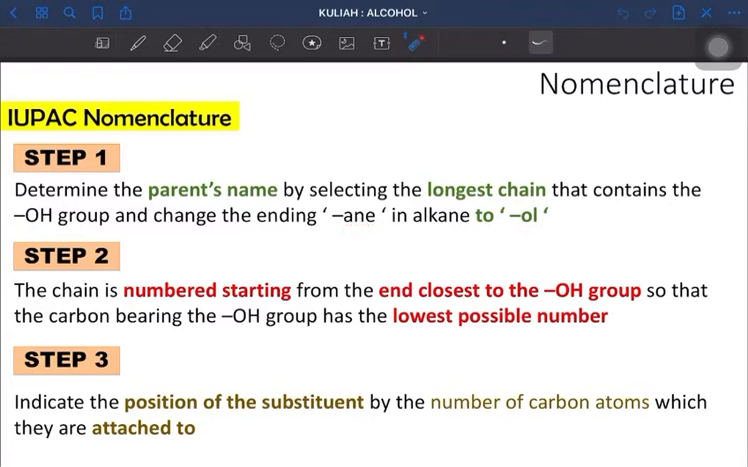And then the second step, we have to number the longest carbon chain starting with the end closest to the OH group, so that the carbon bearing the OH group has the lowest possible number. So we want the OH carbon with the lowest number. And then step 3, we have to indicate the position of the substituent by the number of the carbon atoms they are attached to. So after we have numbered the carbons, we can name our alcohol.